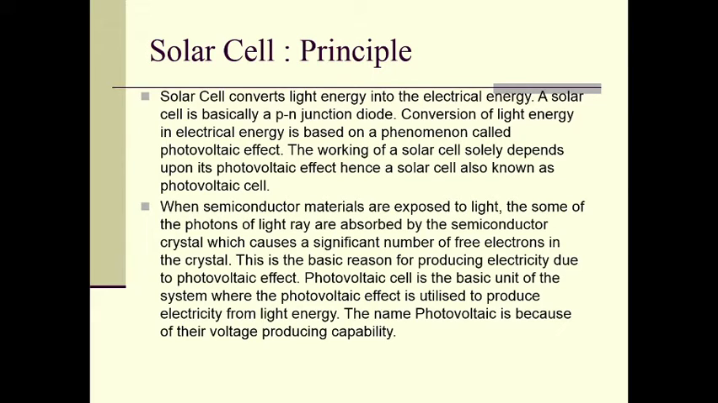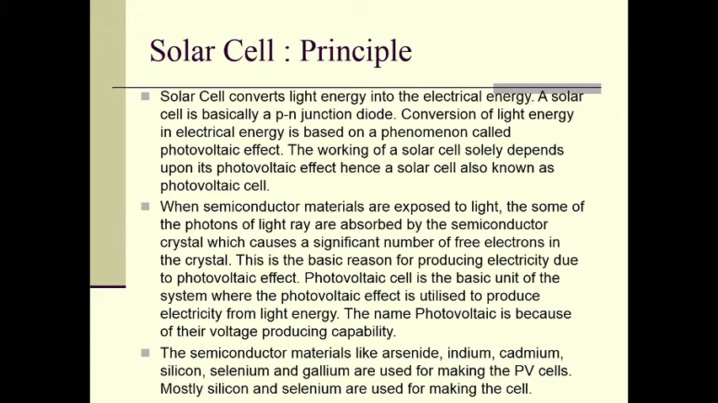When semiconductor materials are exposed to light, some of the photons of the light ray are absorbed by the semiconductor crystals, which causes a significant number of free electrons in the crystal. This is the basic reason for producing electricity due to the photovoltaic effect. The photovoltaic cell is the basic unit of the system where the photovoltaic effect is utilized to produce electricity from light energy. The name photovoltaic is because of their voltage producing capability.